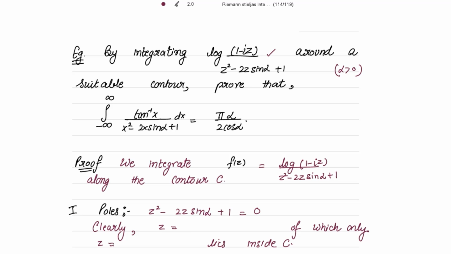So the first step is we have to find the poles, taking the denominator equal to 0. Clearly, this is a quadratic equation, so I'm getting the poles z equal to sine of alpha plus or minus iota cos of alpha. If you solve, you will get this. Which pole lies inside the contour? The positive one, which means sine of alpha plus iota cos of alpha lies inside C.